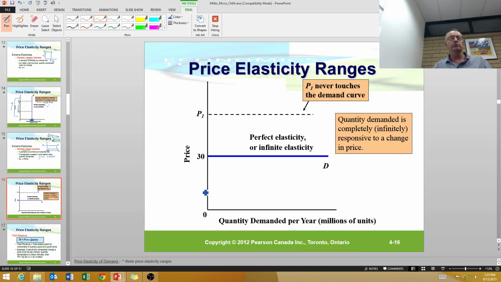Okay, so any increase in price, here's P1, increase the price to P2, it kills the demand for your product. Here's Q1, here's Q2. Okay, so there are some examples of this.